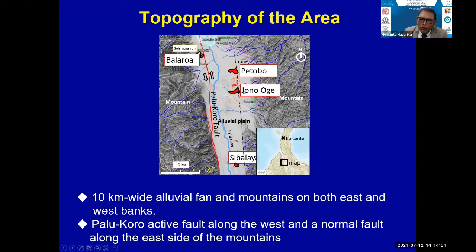There is another normal fault. This is the active fault. Okay, there's another normal fault passing through this area. This is the Palu River, and it's mostly an alluvial fan, and there are mountains on both the east and west banks of the flow areas. Okay. About this, I'll come back later.